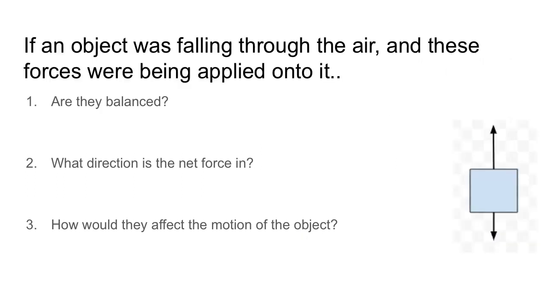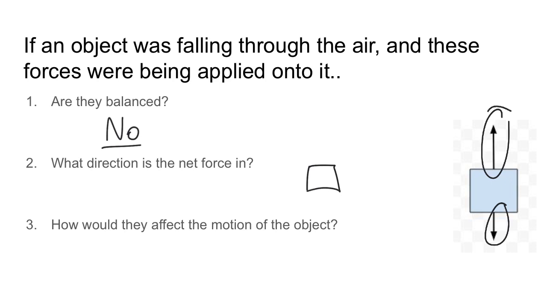And so if we looked at this object, if an object was falling through the air and these forces were being applied onto it, we first decide, are they balanced? Well, I look at my force of gravity going down, I look at my upward force, could be force of air resistance here. I see that my force of gravity is smaller than my upward force, and so these forces are not balanced. I look at what direction the net force is in. My upward force is bigger than my downward force, and so I would know that my net force is going to be upwards. I don't know how big it is. I know it's the difference, but I know that it's going to be upwards. And then how would this affect the motion of the object?